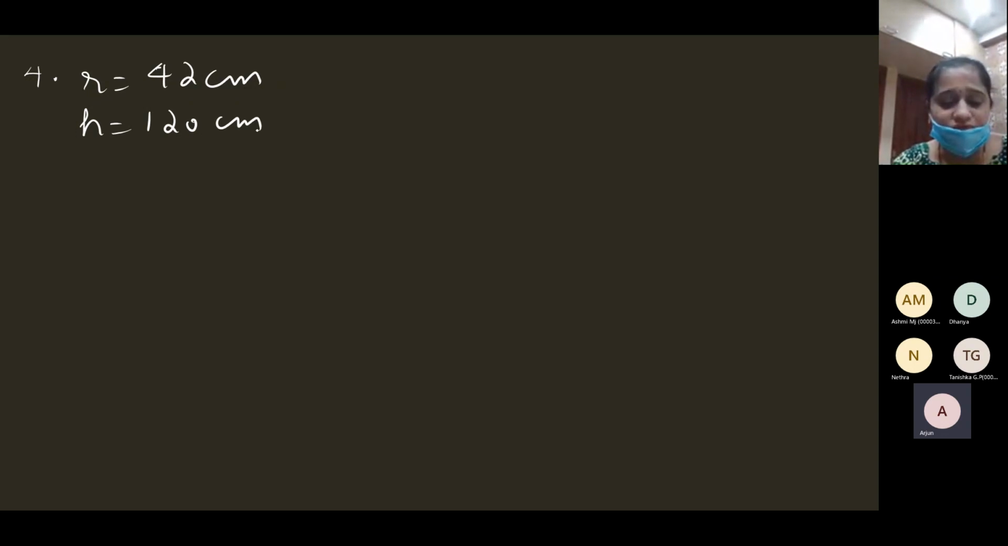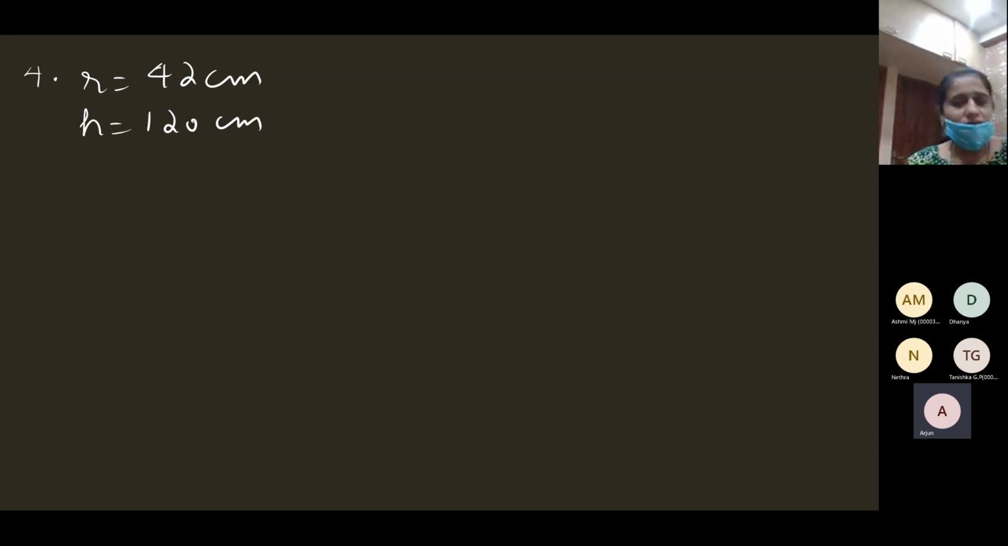Same exercise, question number 4. The diameter of a roller is 84 centimeters. Okay, roller, meaning it's a cylindrical roller. Diameter is given, that means there is something circular. So radius is 84 by 2, 42 centimeters. And its length, meaning the height, is 120 centimeters. It takes 500 complete revolutions to move once over to level a playground. Find the area of playground in meters square.